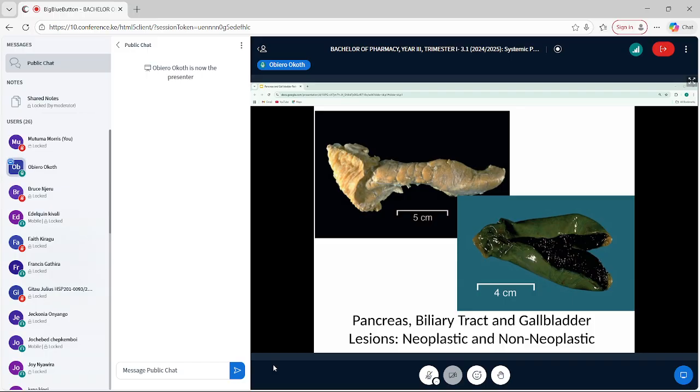For the biliary tract and gallbladder, there are only three lesions. In the pancreas, again, there are mainly three lesions, and we are done. So I'll just mention the most common lesions that we see in these two organs. Okay. The rest we'll mention in passing. So pancreas, biliary tract, and gallbladder lesions, both neoplastic and non-neoplastic.